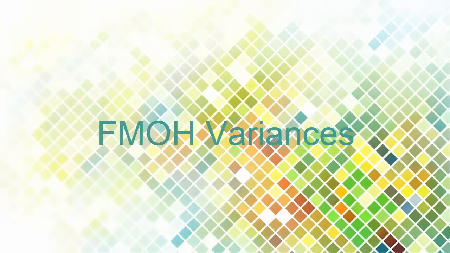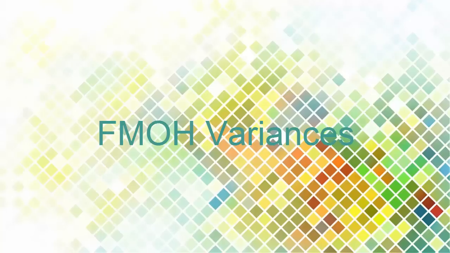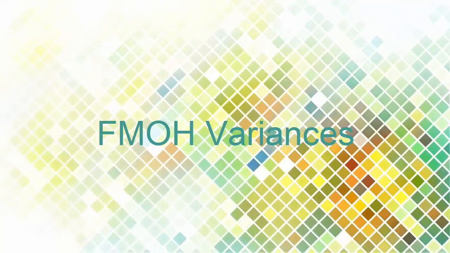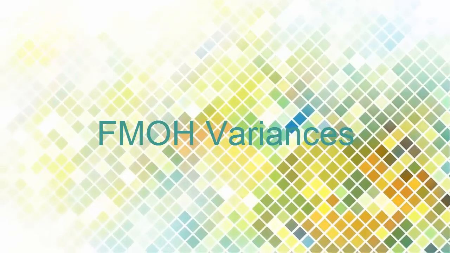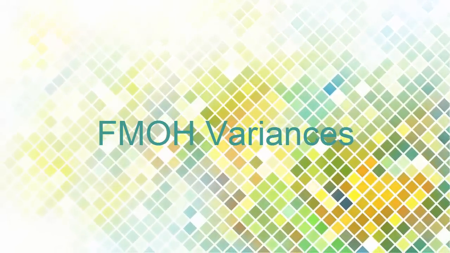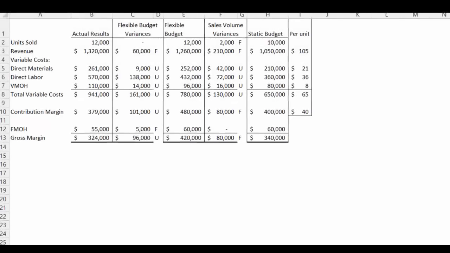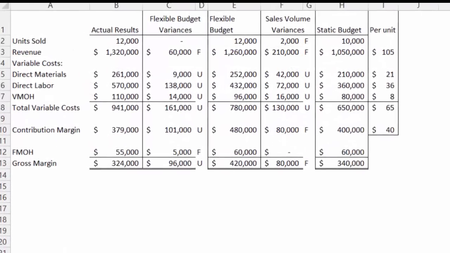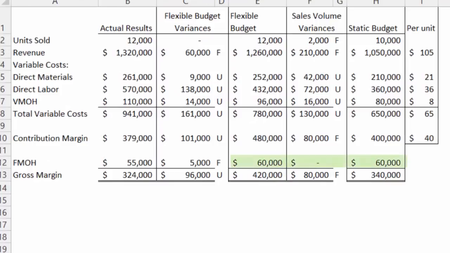In this video, we're going to look at the fixed manufacturing overhead variances and the related journal entries. Let's start by looking at our overall variance worksheet and picking the relevant information out of it. We can see that our static budget and our flex budget both show $60,000 for fixed manufacturing overhead. As a review, this is because the only difference between the static budget and the flex budget is the volume of units that we're talking about, and fixed manufacturing overhead should not change with volume.